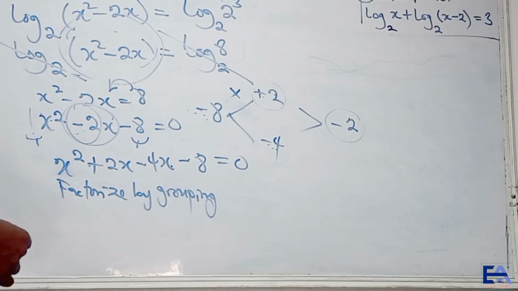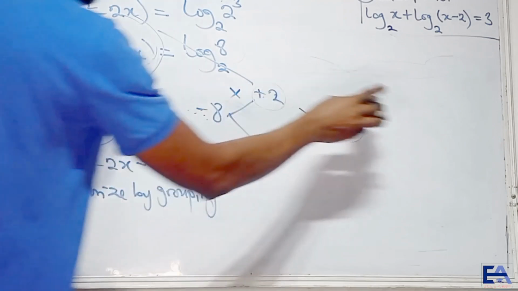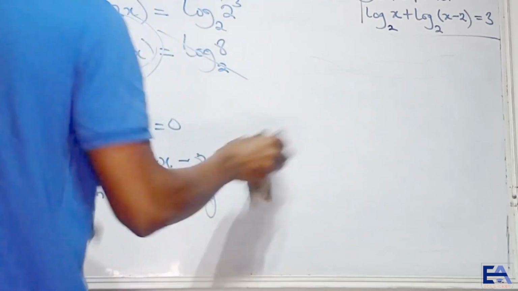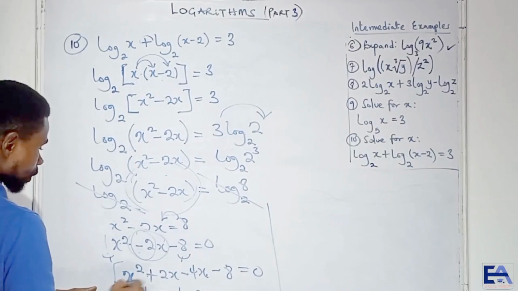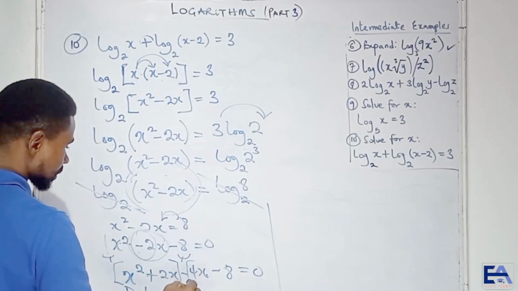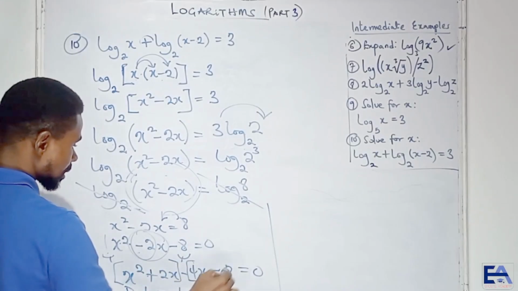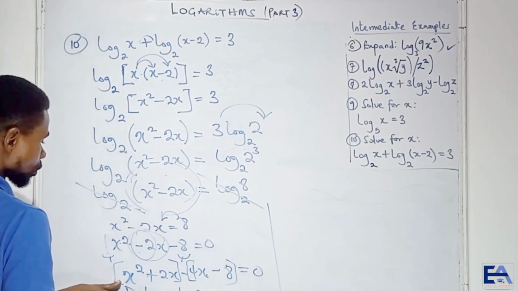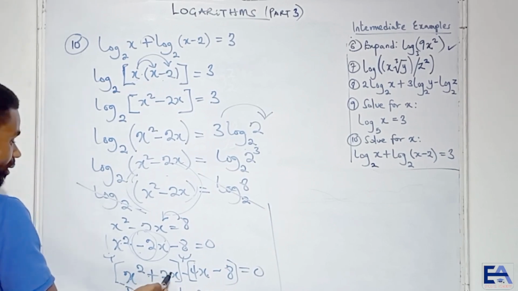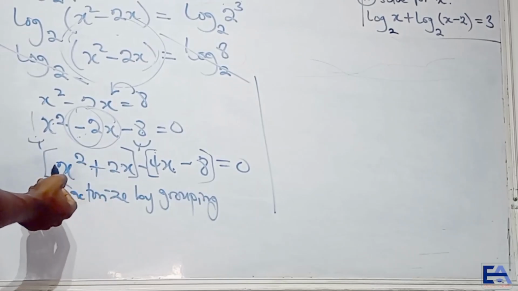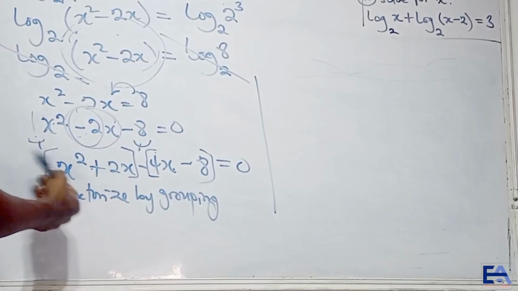Factorize by grouping means, okay, let me just move on to the other side. So when you factorize by grouping, you are going to take this as the first group and take this as the second group. In the first group, what is common? The common factor is x. X can go here, x can go here. In terms of letter, in terms of number, nothing can go except 1.